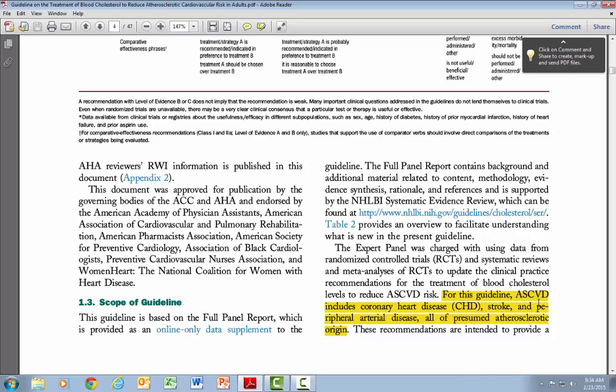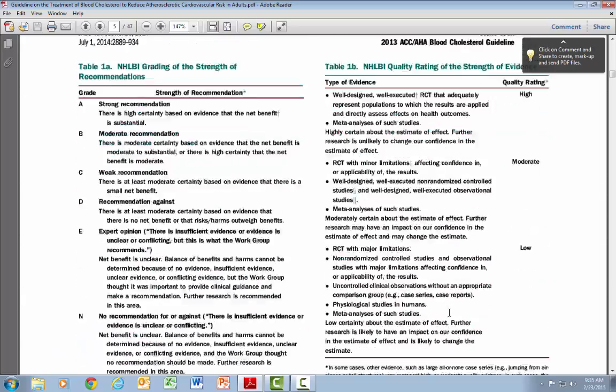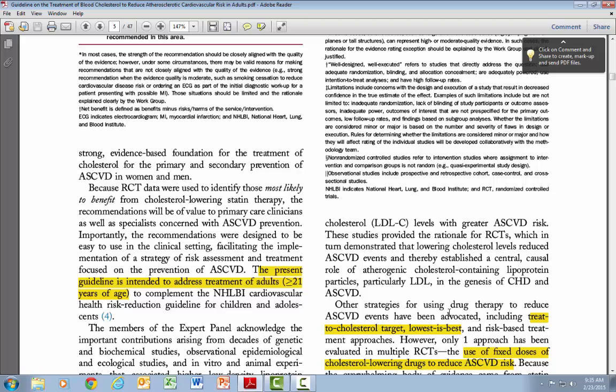So basically for this guideline, when I refer to atherosclerotic cardiovascular disease, that includes coronary heart disease, stroke, peripheral artery disease, and even presumed atherosclerotic origin. Remember that the first etiology for CHD, or coronary heart disease, is atherosclerosis. So we basically presume that all these risk factors were provoked by atherosclerosis. So let's discuss a little bit, and I basically highlighted the most important parts of this guideline.